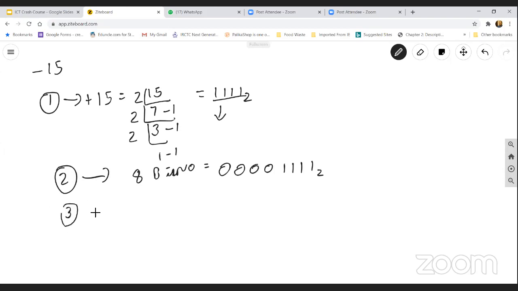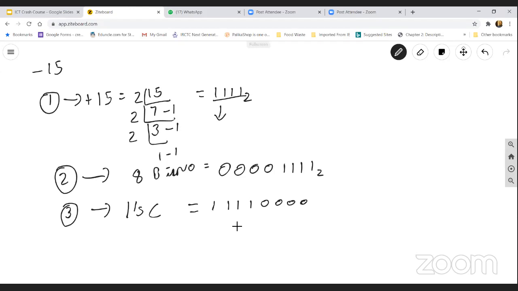Third step, we have to take the 1's complement. 1's complement is nothing but we have to convert the 0s into 1s and the 1s into 0s. This is what 1's complement is.